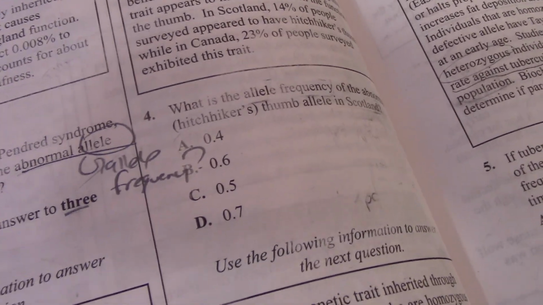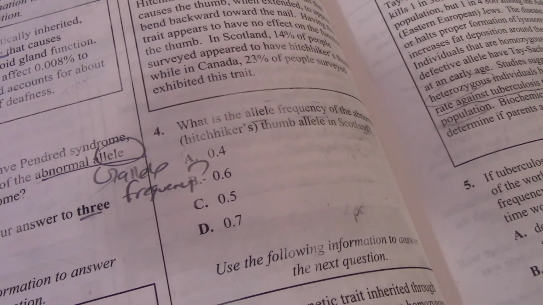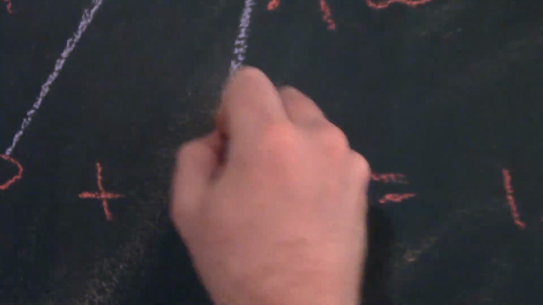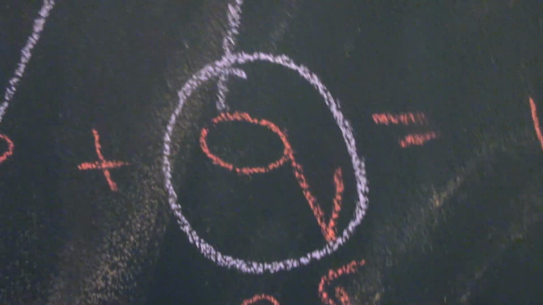And the abnormal allele in this case, the abnormal allele frequency is the recessive trait. So what we're actually trying to find in this question, we're trying to find Q. All right, so that's what we want. We want Q in this question. So I'm going to use the exact same equation. I'm going to leave that up there, and I'm going to show you how we're going to manipulate it.